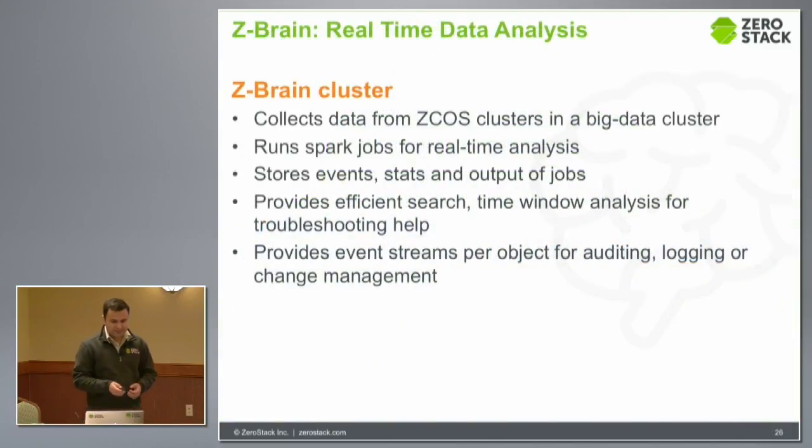The next thing is essentially real-time data analysis. What happens essentially is the ZBrain, or the ZeroStack cloud, is collecting data from all these clusters and putting it in a big NoSQL store. And there we are running Spark jobs for real-time analysis. We are storing all the events so that you can actually do auditing. You can actually call the ZeroStack API and get access to a lot of this information.